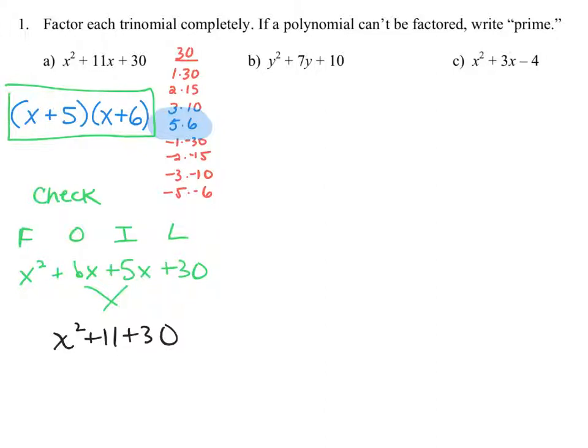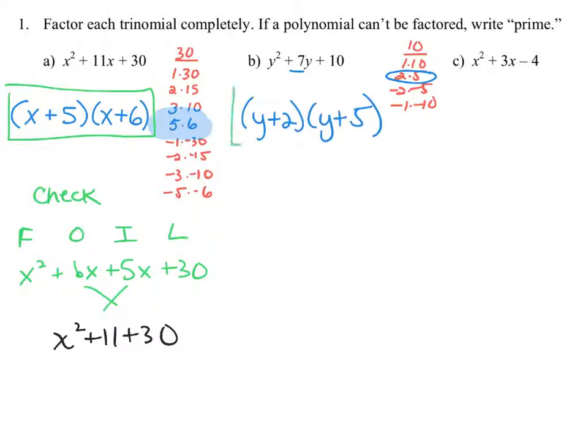For b, we want to factor y squared plus 7y plus 10. So we begin with the constant at the end, the positive 10. You can write it as 1 times 10, 2 times 5, negative 2 times negative 5, or negative 1 times negative 10. You want to find the pair of factors that will add up to that middle term of plus 7, and that is a positive 2 and a positive 5. So our factors are y plus 2 and y plus 5. This is our answer for factoring the trinomial.